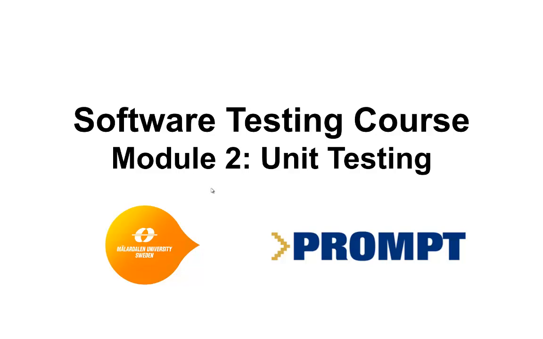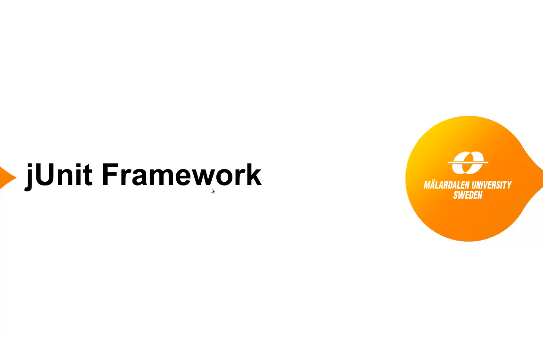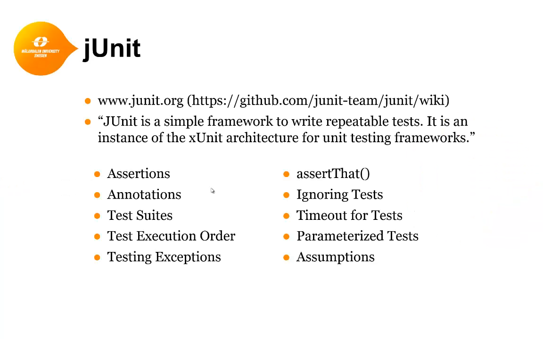Welcome back. Today we will talk about test automation on a unit level and frameworks that support that. In particular, we will discuss the jUnit framework. jUnit is a simple framework to write repeatable tests. It's an instance of the XUnit architecture for unit testing frameworks. It's an open source utility and you can download it from www.junit.org.